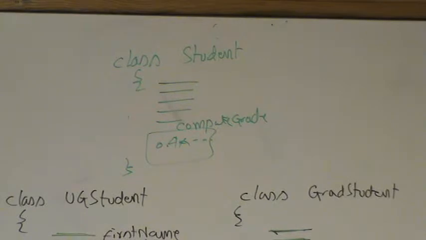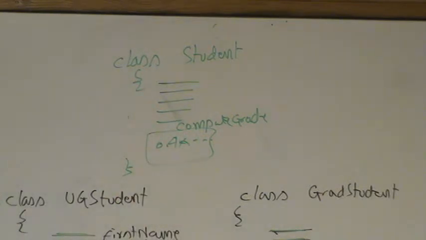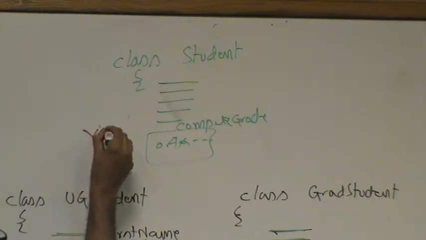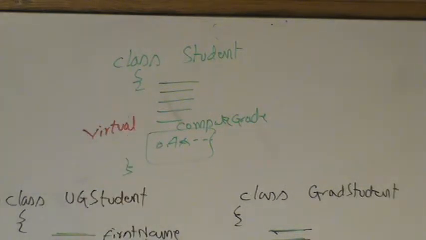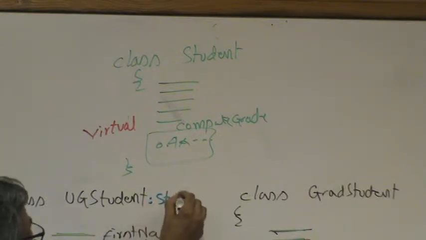Now, tomorrow, somebody may want to override it and provide a different code. So to allow somebody in the future to be able to inherit from student and change the code for compute grade, what will you mark it as? Virtual. So let's mark this as virtual. Okay. So now over here you will go and inherit from student.